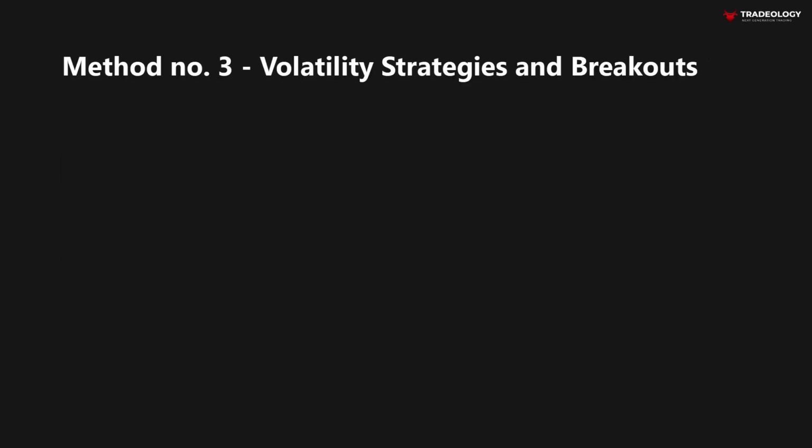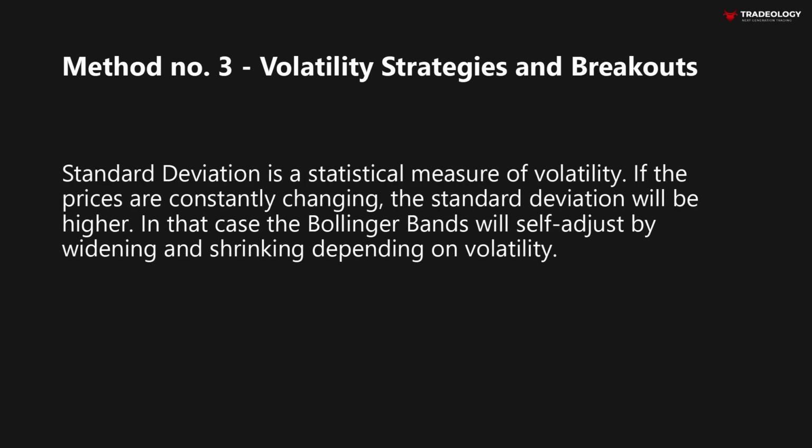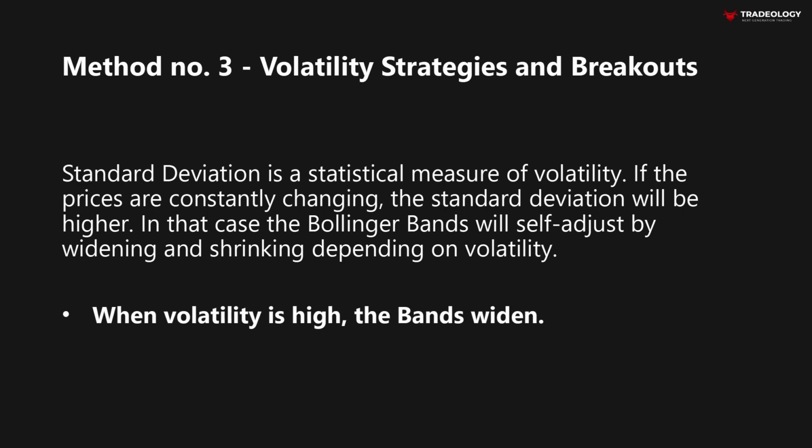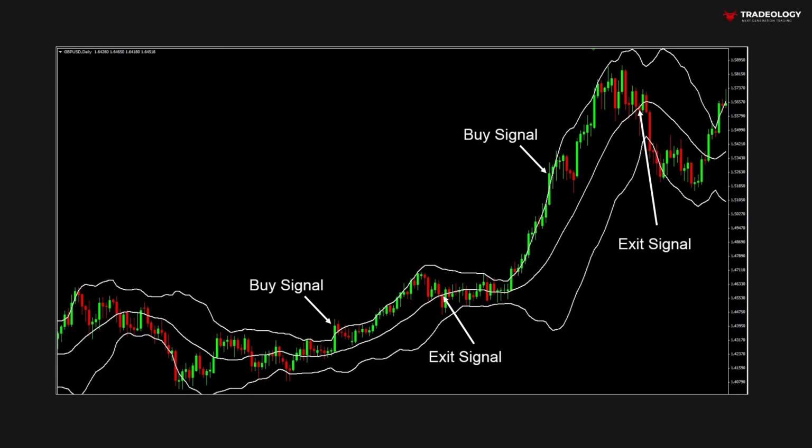Now, volatility strategies and breakouts. Standard deviation is a statistical measure of volatility. If the prices are constantly changing, the standard deviation will be higher. In that case, the Bollinger Bands will self-adjust by widening and shrinking depending on volatility. When volatility is high, the bands widen. When volatility is low, the bands shrink. After the quiet period of low volatility, usually we can expect a breakthrough and a strong trend with high volatility.